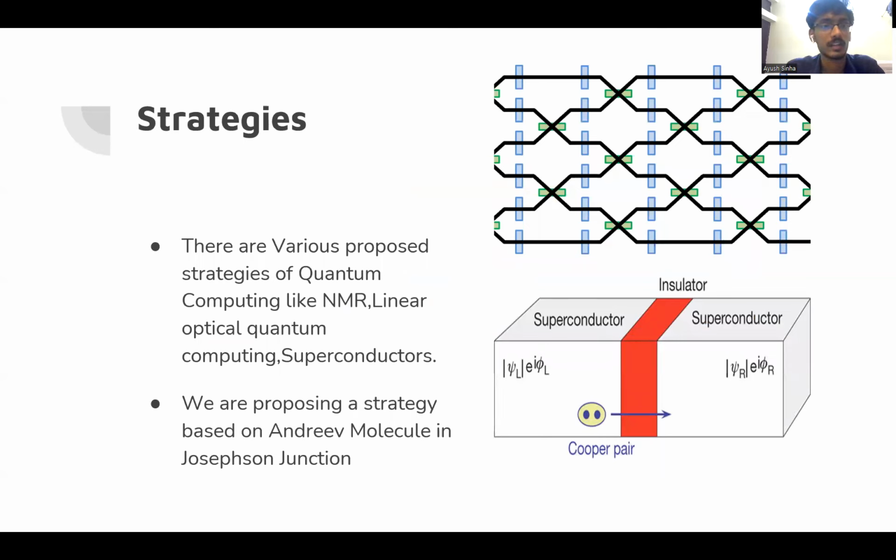So there are various proposed strategies of quantum computing like nuclear magnetic resonance, linear optical quantum computing, and superconductors. As you can see from these figures, the top figure is based on the light propagation along beam splitters and mirrors and utilizing this for quantum computing. This is the standard procedure for linear optical quantum computing. And this figure below is based on superconductive quantum computing, a similar idea, which we are going to propose based on Andreev molecules and Josephson junction.